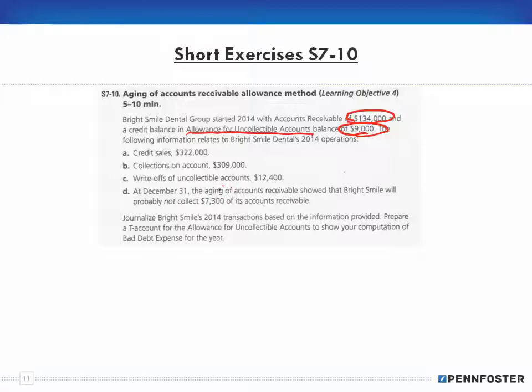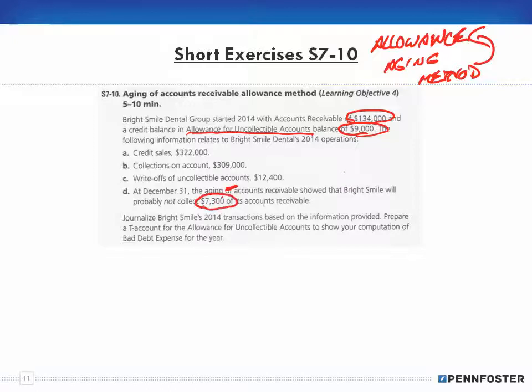Okay, so notice that from this data, we know that we're using the allowance method because it's not telling us to write it off directly, and we're also using the allowance for uncollectible accounts. And if you notice here on D, the aging means we're using the aging method in order to determine how much we're going to write off as part of the allowance method. They're not giving you the complete aging of the accounts receivable, but they are telling you that the total will be $7,300.